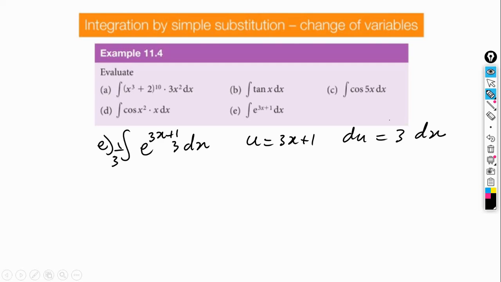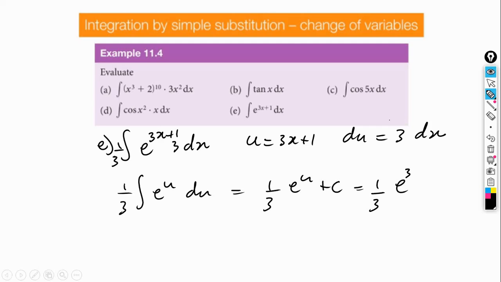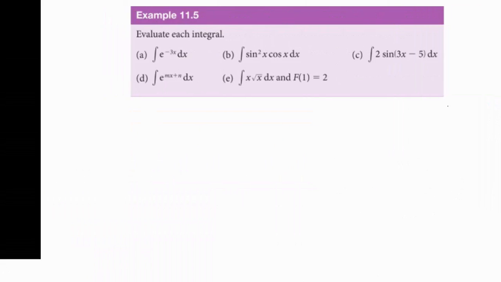So let's do u substitution. We have 1/3 the integral of e to the u du, and this is simply 1/3 e to the u plus c. Plug in whatever u was, so this is going to be then 1/3 e to the power of 3x plus 1 plus c.